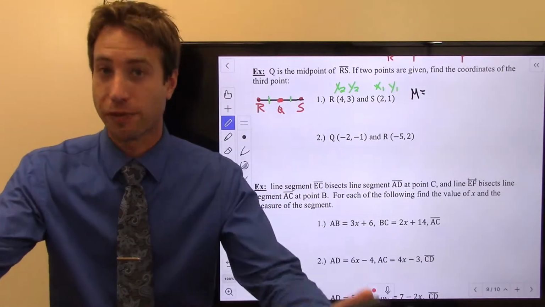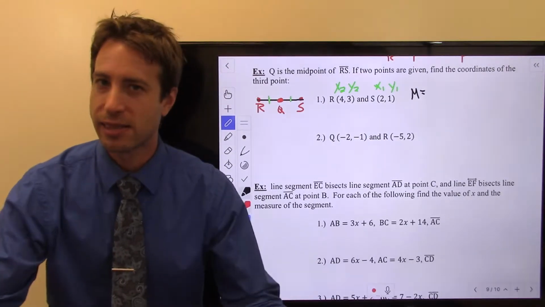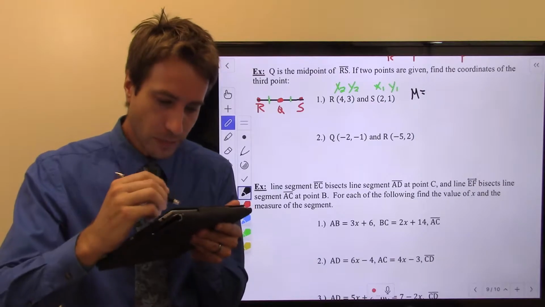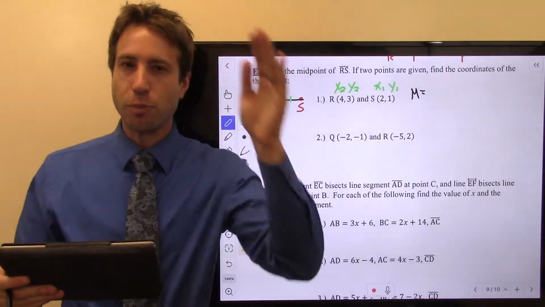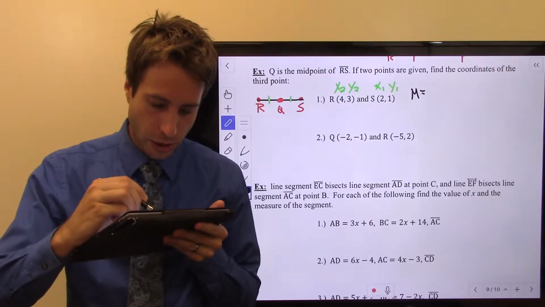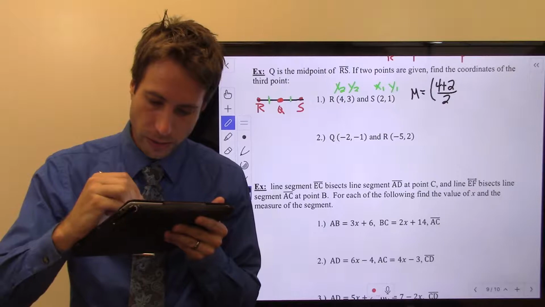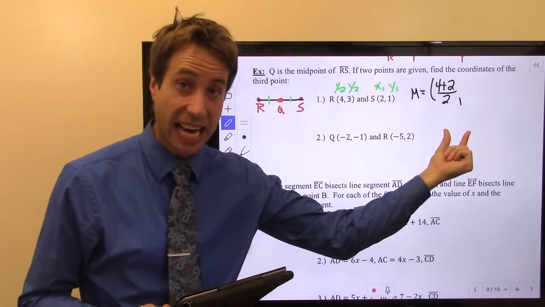I just do this for consistency purposes so that I always do it the same way. If you do things the same way, hopefully we avoid making simple mistakes. Okay, so remember the midpoint formula is x2 plus x1 divided by 2. So I would have 4 plus 2 divided by 2, comma, since I'm finding a point, that's going to be my x coordinate.